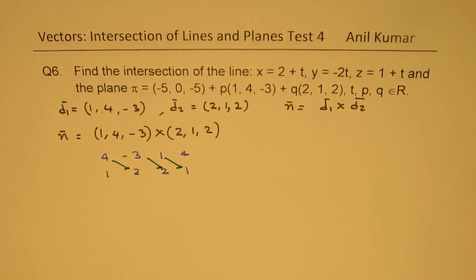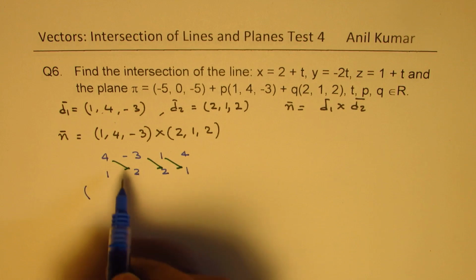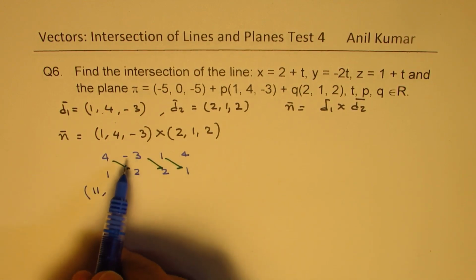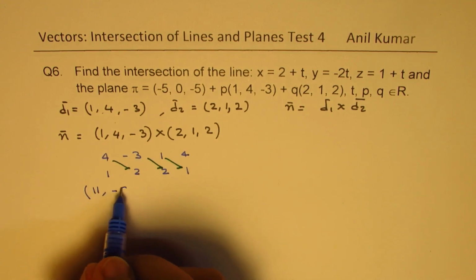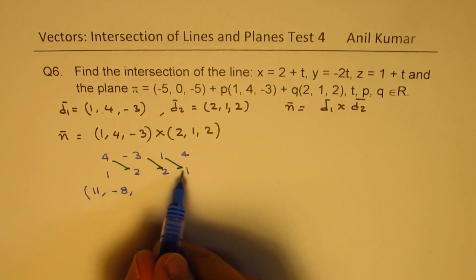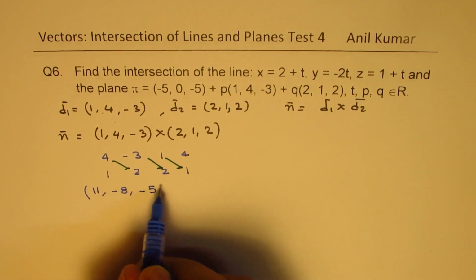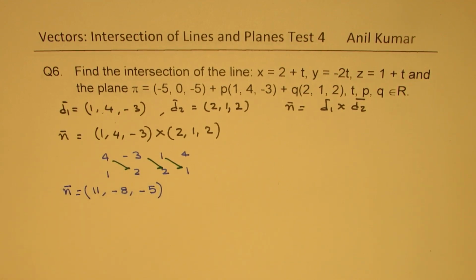So these will be positive. So we get our vector, which is going to be 4 times 2, 8, minus of minus 3 will be 11, right? Minus 3 times 2 is minus 6, minus 2 is minus 8. 1 minus 6 will give us minus 5. So the normal vector for the plane is this, right?